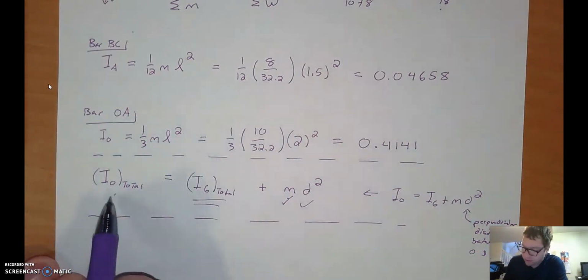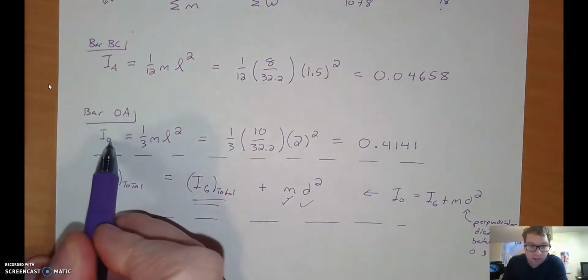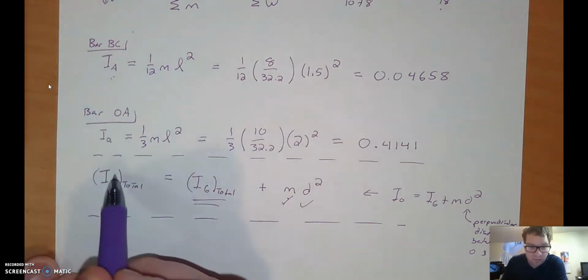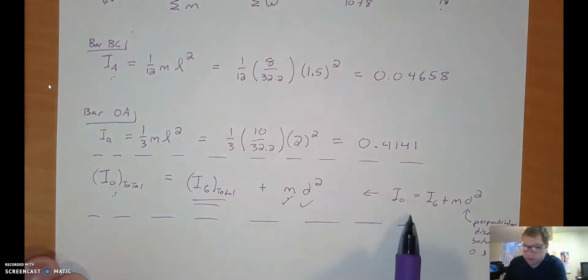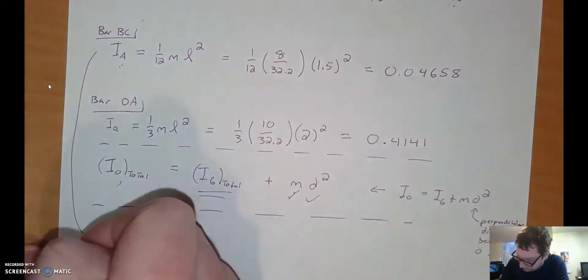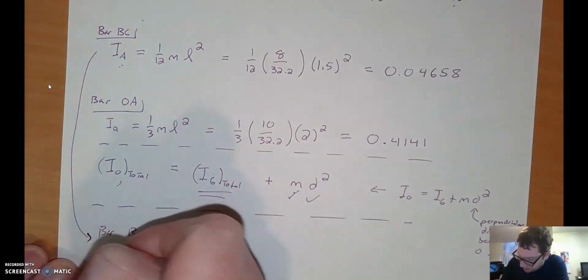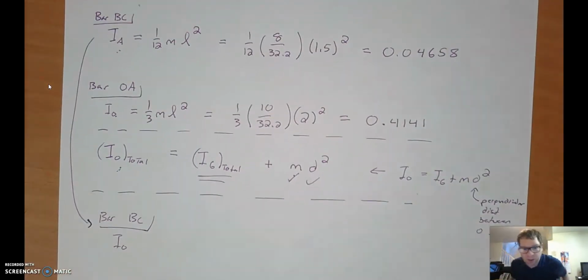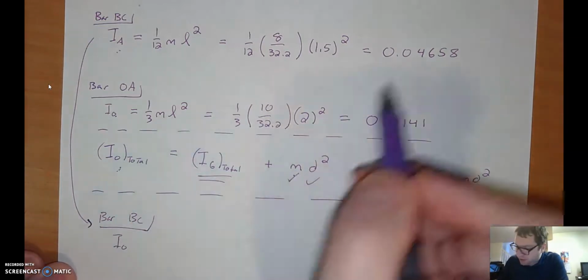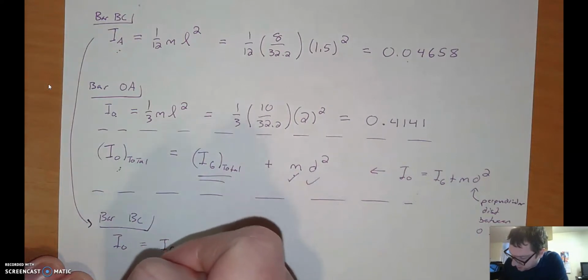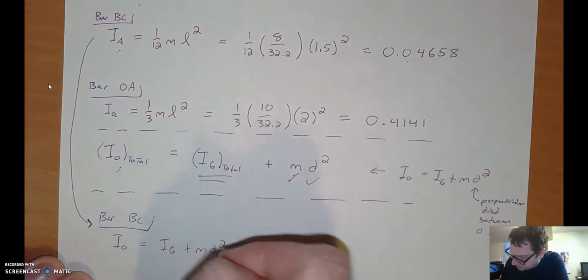In order to total up at O, bar OA was already about O, so it's there. So I need to move this to O. We do that also using parallel axis theorem. So we're going to bring this back down. Bar BC, I about O. We're not going to rewrite 1/3 ml squared or anything like that. We're just going to take our number. So this is IG plus MD squared.